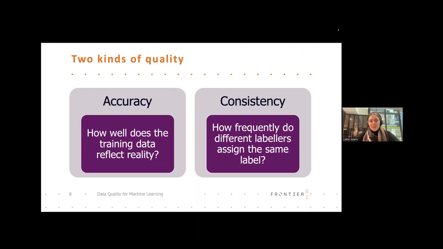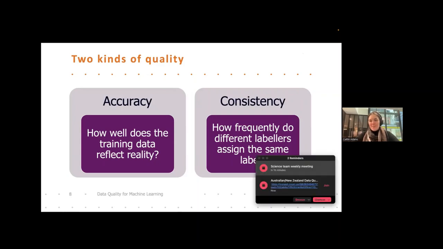which is how well does your training data really reflect reality, and in particular the reality that you're trying to measure or map or capture? And then on the other hand, there's consistency, which is how internally consistent is your data set? So when one piece of your data says something is a tree, how similar is that to other records? And also, how often do people actually agree that that is true?